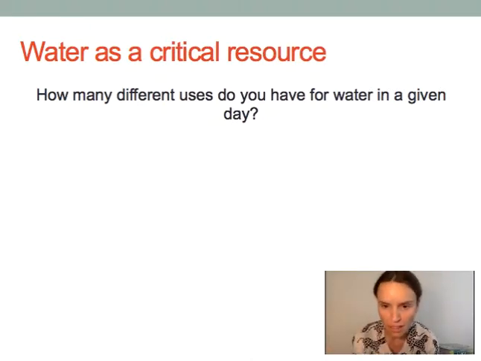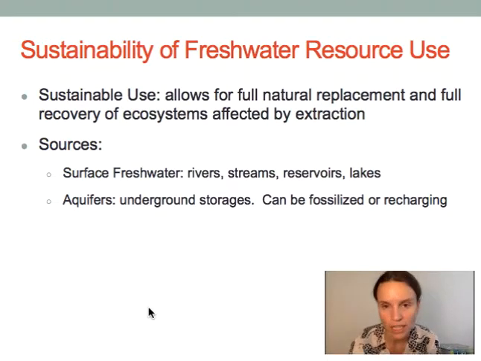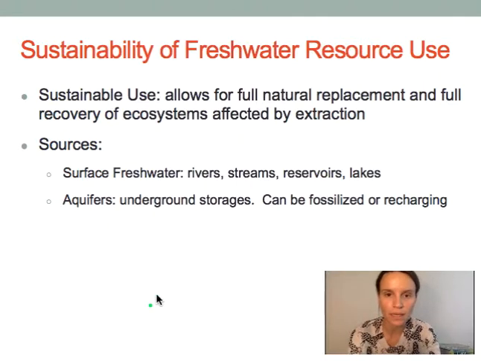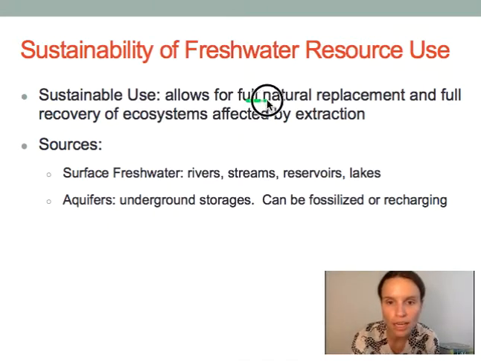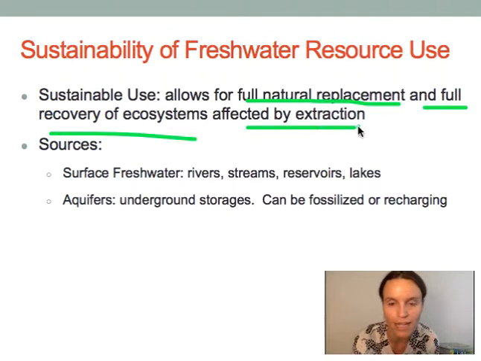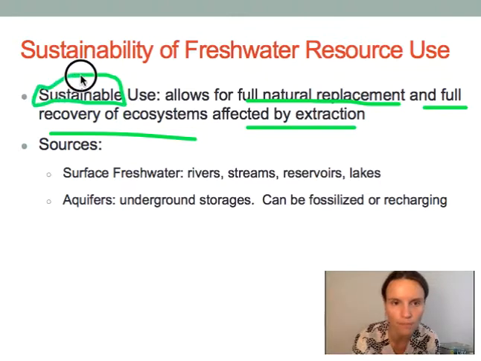So literally every cell in your body is 70% water, and it's vital that we manage this supply of fresh water correctly so that we don't run out of resources. When we look at the sustainability of freshwater resource use, in sustainability, we're talking about full natural replacement and full recovery of ecosystems affected by extraction. That's a vocabulary word way back from topic 1.